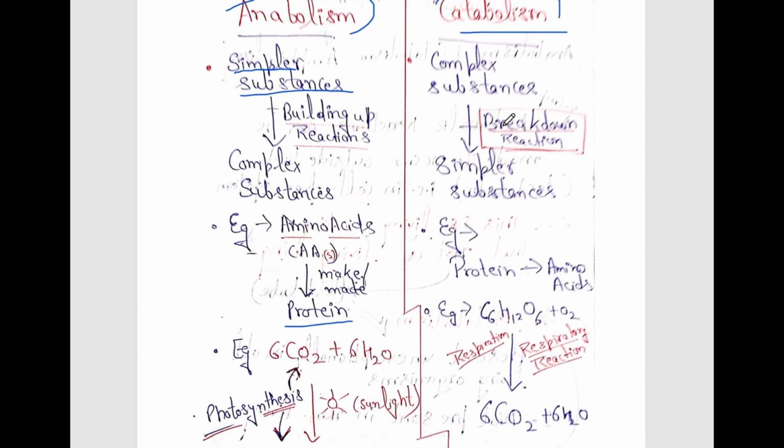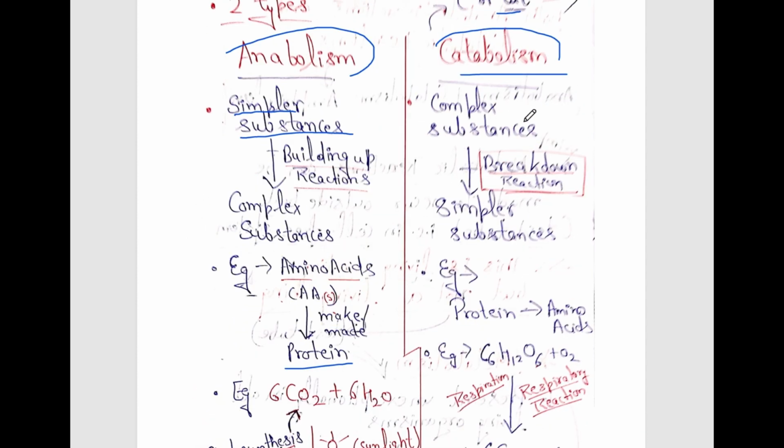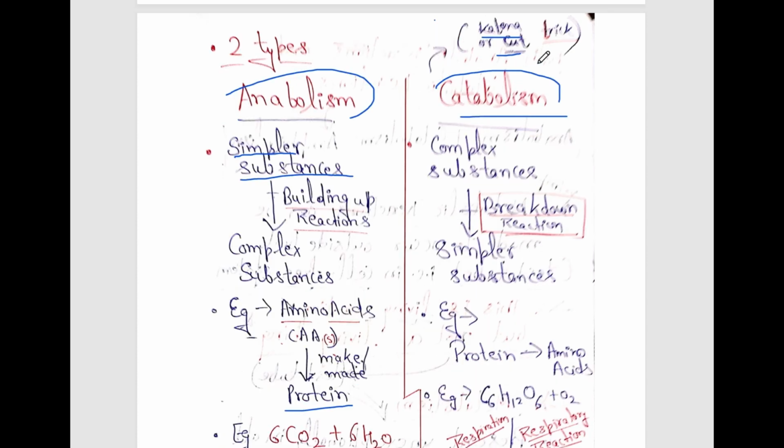Now, in catabolism, you can also say katabolism, K-A-T-A-bolism. The trick to remind you about what catabolism is: kat or cut means a breakdown reaction is occurring. It constitutes breakdown reactions. It is also known as destructive. Anabolism is constructive. This is destructive because it involves breaking of complex substances into simpler ones.